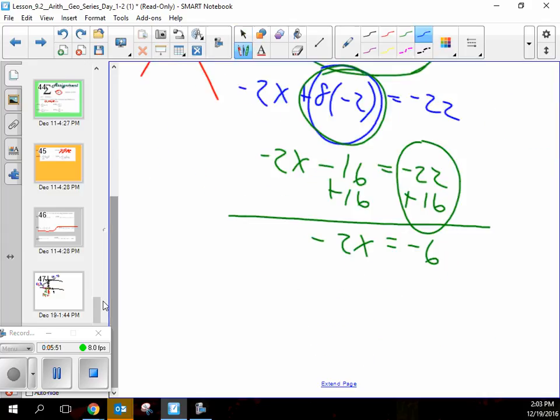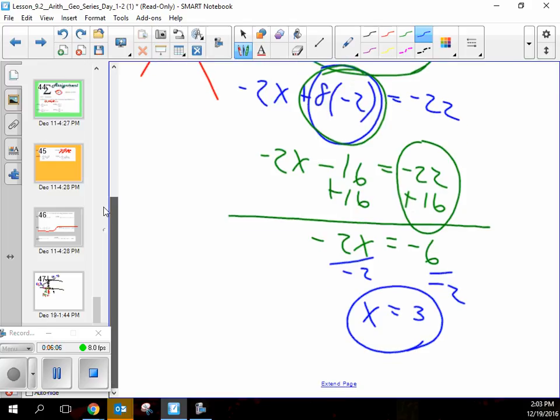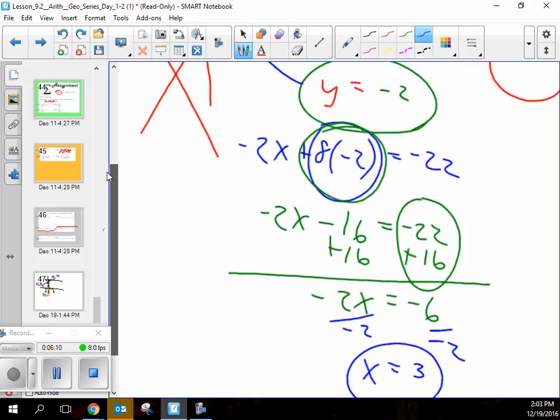Final answer, after you divide by negative 2, and again, calculator could do that, you would have negative 6 divided by negative 2. The negatives will cancel, positive 3. So there we go. The first thing we found was y equals negative 2. Then we had to do all this extra work. We found out that x was 3. So our final answer is x is 3 and y is negative 2.